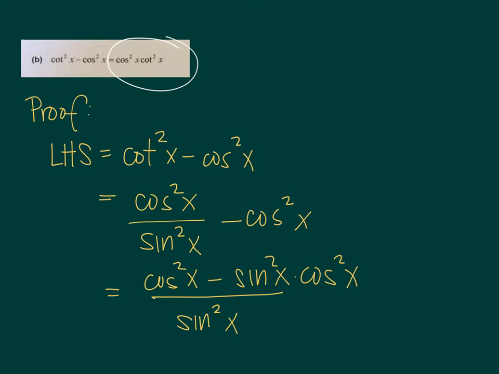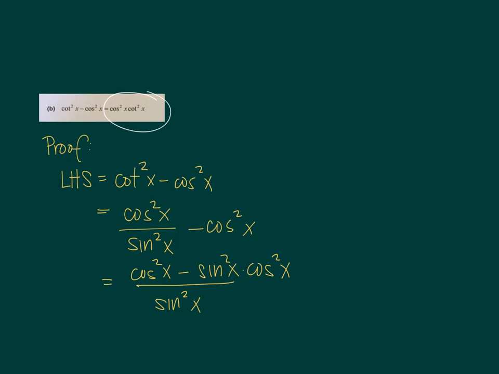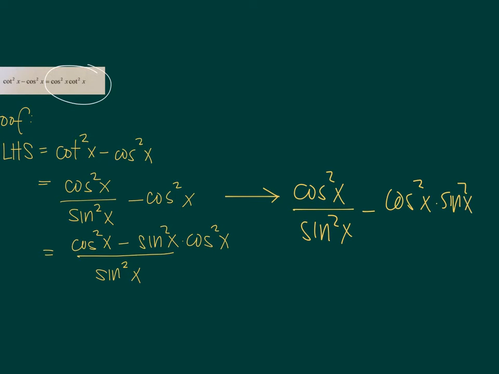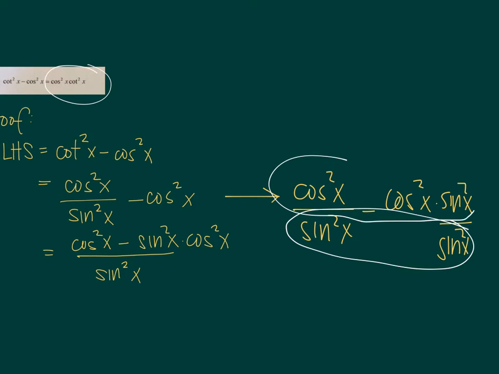Okay, so if you're wondering why is there a sine squared x minus cosine squared x, we combine these two by writing this into cosine squared x over sine squared x minus cosine squared x times sine squared x over sine squared x. So since these two are the same, we could simply use this as a numerator, and at the same time we could interchange the position of cosine and sine. Okay, so that's how we got these two.